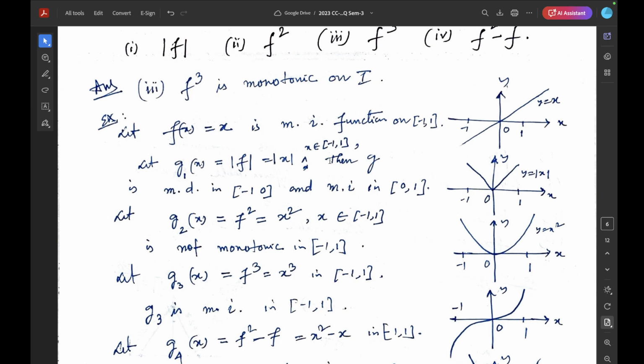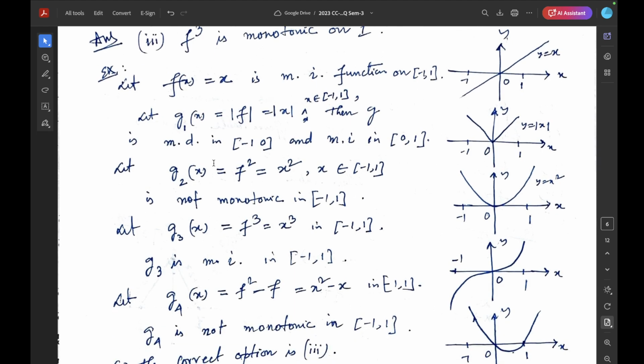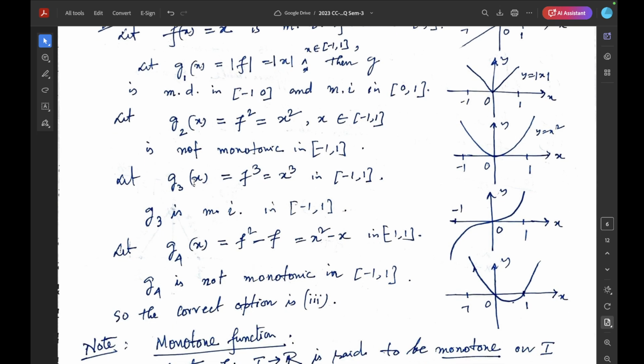So f(x) equals mod of x is not monotonic within the interval -1 to 1, because this part is monotonic decreasing, this part is monotonic increasing. And f(x) equals x square, this is the graph, this part is monotonic decreasing and this part is monotonic increasing. And when f is x cube, this is the graph of x cube. So actually this function is monotonic on the interval -1 to 1.